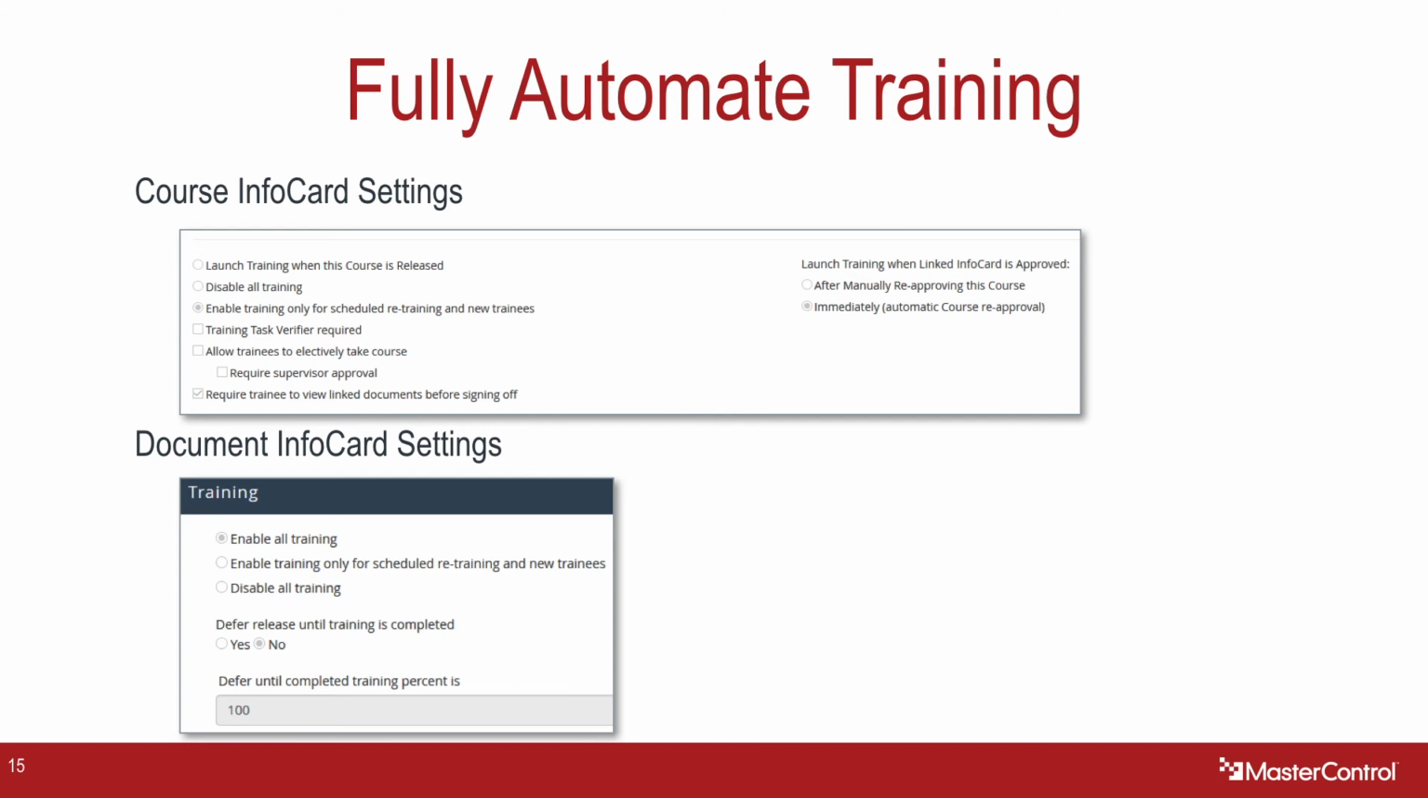So, is that deferred until completed training percent? Yeah. Is that the document info card? Yeah, this is on the document info card. So you have the option now, in version 10 you didn't have this option, but you can choose from 75% all the way up to 100 by increments of 5%. So that makes the document effective after the trainings. Yeah, so in this case, if I change that to yes, training would have to be completed 100% before the document would go to release.